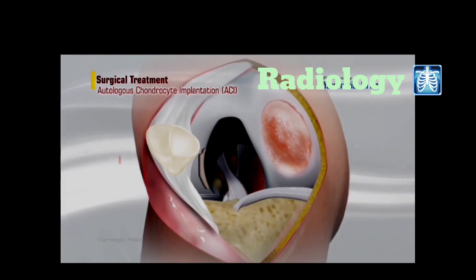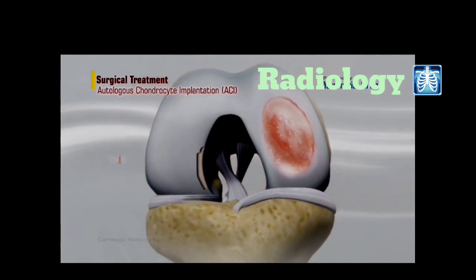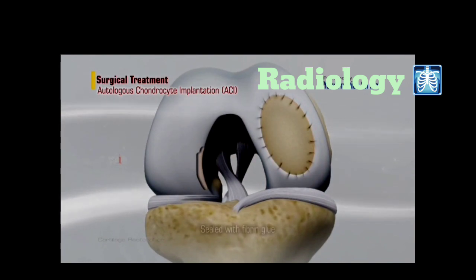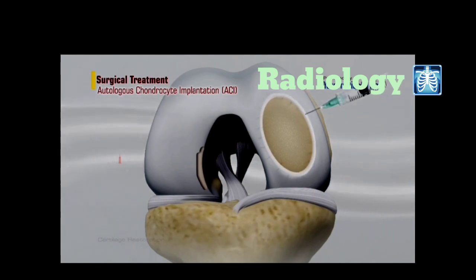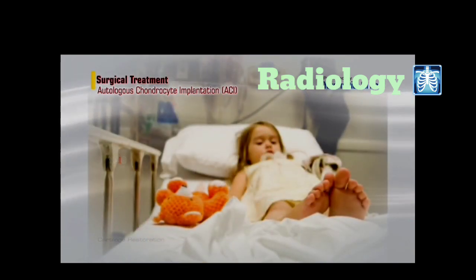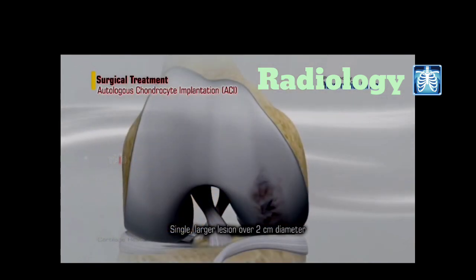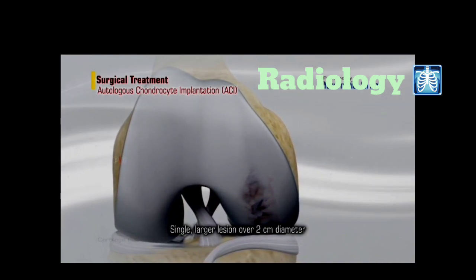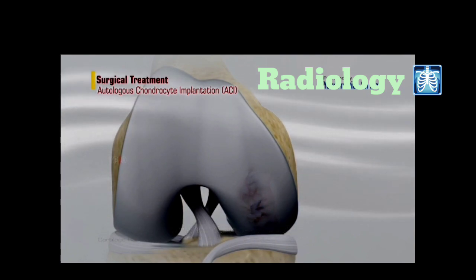Arthrotomy involves preparation of the defect, following which a layer of the bone lining, periosteum, is stitched over the defect and sealed with fibrin glue. The cultured cells are then injected into the defect just below the cover. Autologous chondrocyte implantation is indicated in younger patients who have a single, larger lesion over 2 cm in diameter. As the patient's own cells are used, there is no risk of tissue rejection.